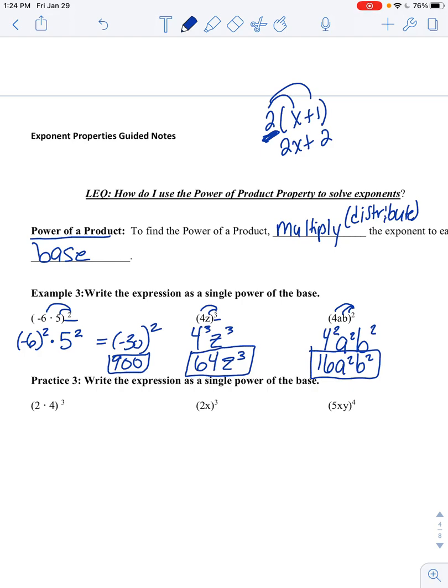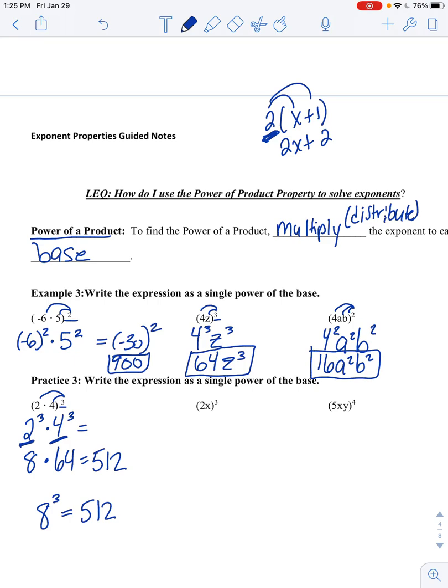Okay, so we're taking our 3, distributing it to the 2 and to the 4. So we have 2 cubed times 4 cubed. What does that equal? So we could either do 2 things here. We could figure out what 2 cubed is, which is 8, and we could figure out what 4 cubed is, which is 64, and multiply that together. You get 512. Or you can multiply your bases, 2 and 4, that gives you 8, and then keep the exponent of 3, and 8 to the 3rd should also equal 512. Okay, so there's 2 different ways to get that final answer there.